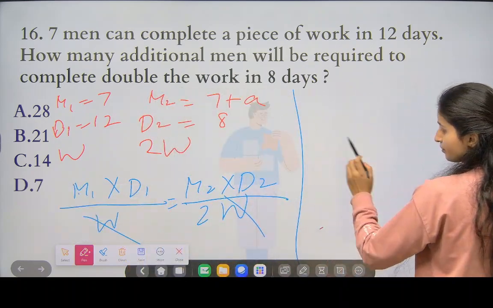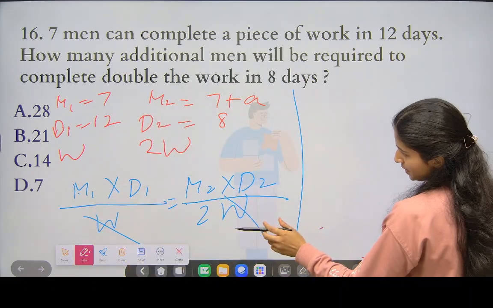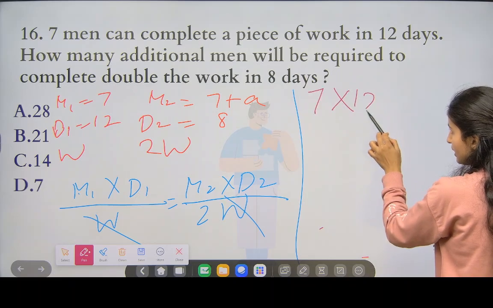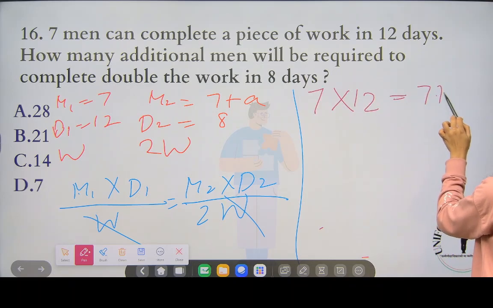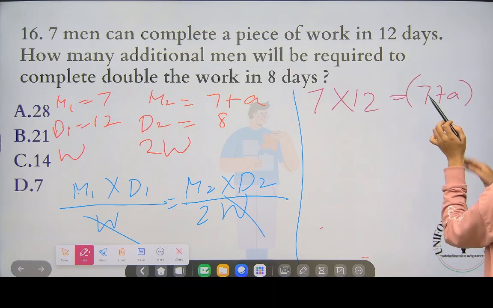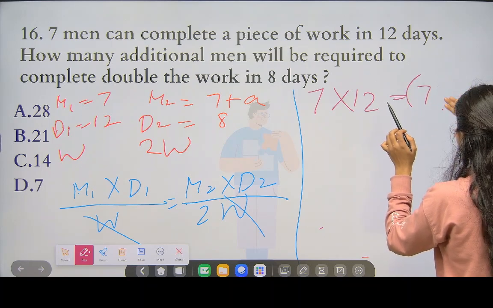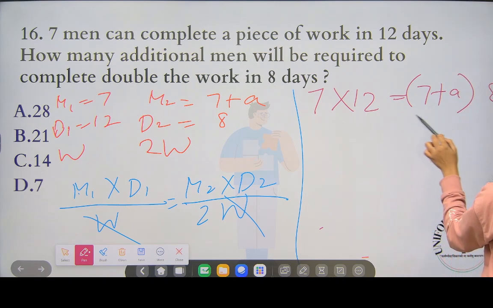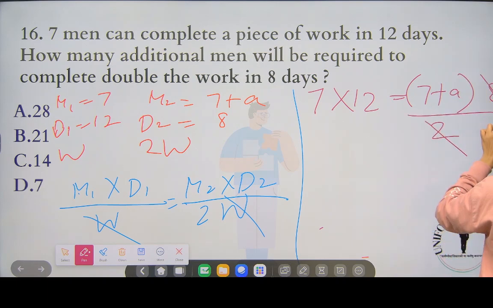What is M? M is 7. D1 is 12. Fine. M2 is 7 plus A. Fine. D2 is 8. Fine. Divide by 2. Fine. 2 ones are 2, 2 fours are 8.